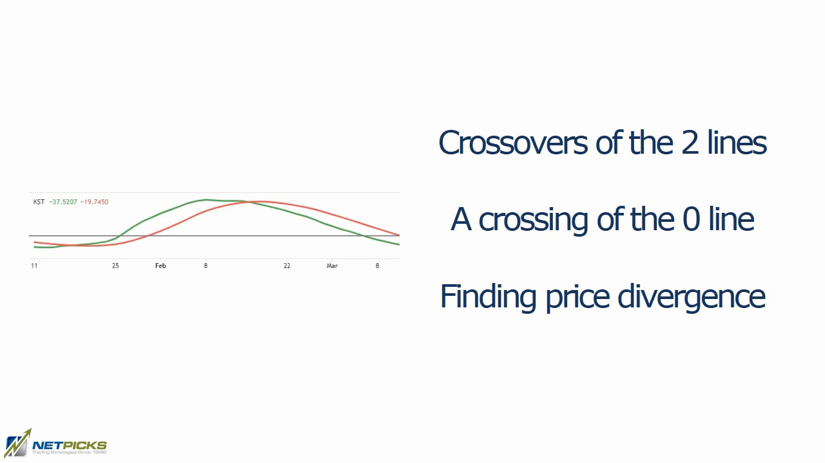into one output. So as an oscillator, this no sure thing can actually be used the same way as you would any other momentum oscillator. You can use the crossover of the lines, you can use a crossing of the zero line, and you can also use it to find price divergence.